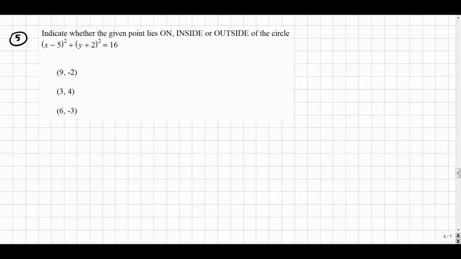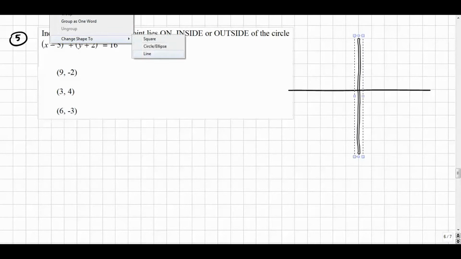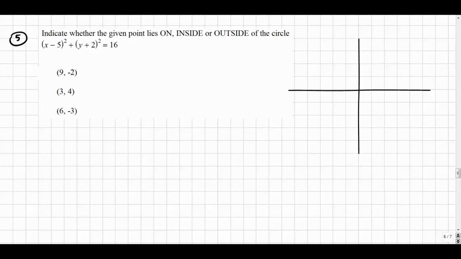Let me get rid of this. Cool. So let's graph this. Let's go over here and we're going to put a coordinate system. And let's see if I can make these straight. Yeah, it's not bad. And we'll put some lines on them. Some arrows. Okay, cool. So we have our coordinate system set up.